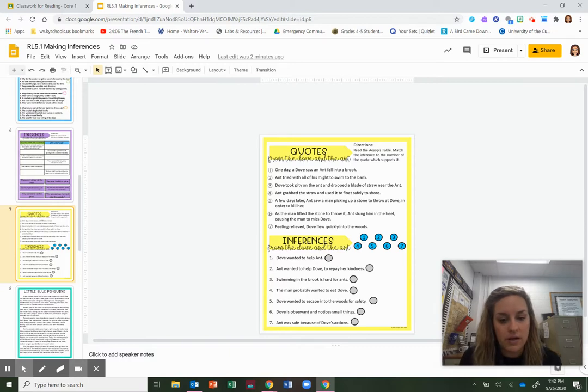So, number 1, Dove wanted to help Ant. Which sentence up here would tell us that Dove wanted to help Ant? One day a dove saw an ant fall into a brook. Ant tried with all of his might to swim to the bank. Dove took pity on the ant and dropped a blade of straw near the ant. Ant grabbed the straw. Okay, which one shows that Dove wanted to help the ant would be number 3. So you would grab the 3 and put it right there, just like that.